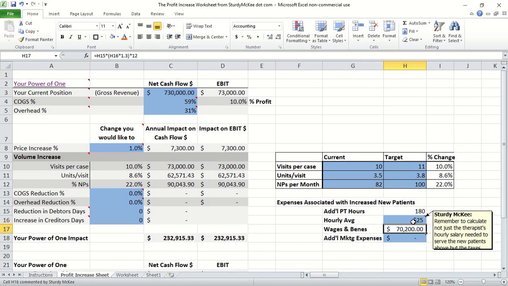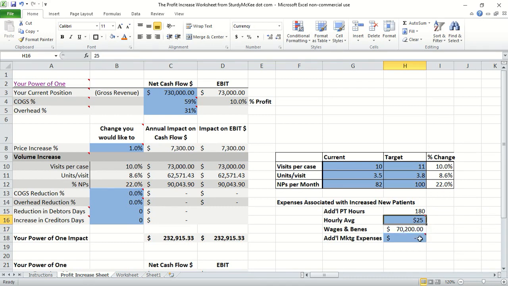And remember, there are notes in the sheet, but that's going to include all the taxes, benefits, all the associated expenses for that therapist. You're also going to want to plug in any additional marketing expenses. So let's say you spend $12,000 on the marketing campaign to get those additional 18 new patients a month. That's going to come out of it. So you realized another 78,000 a year out of that with a bit of a volume increase.